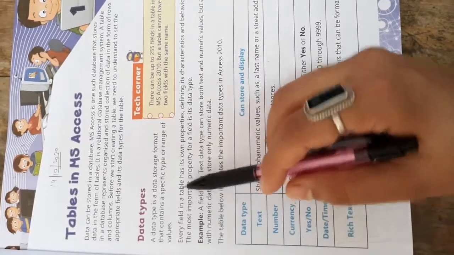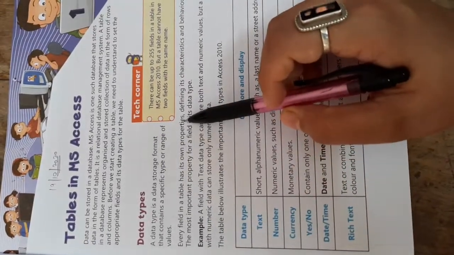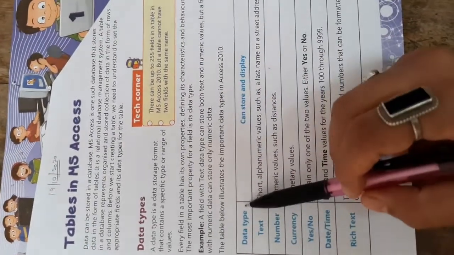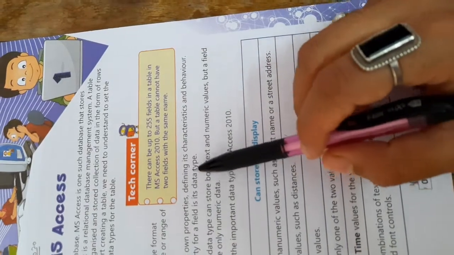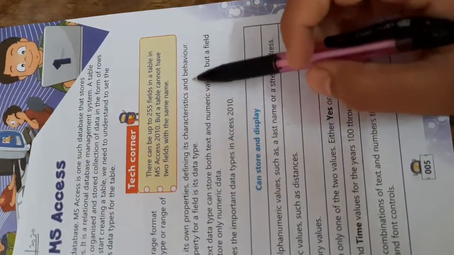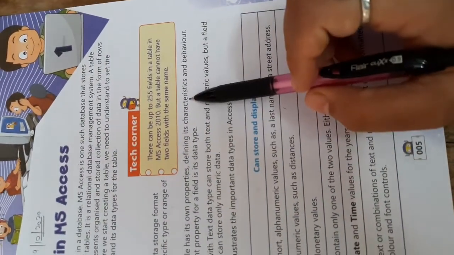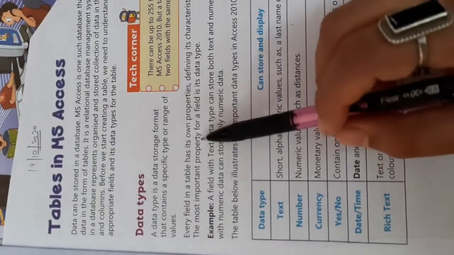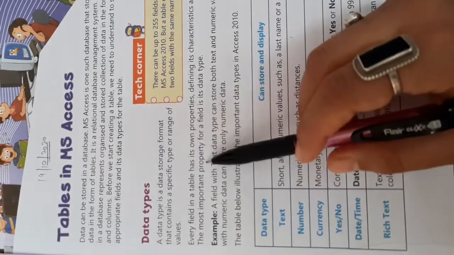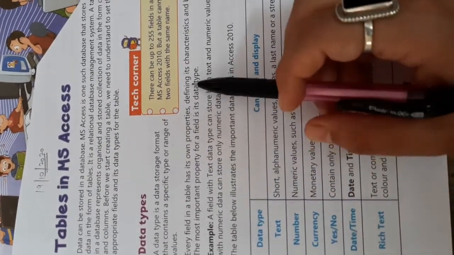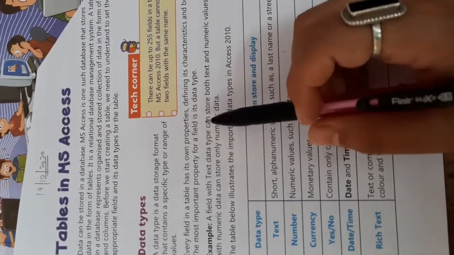Every field in the table has its own properties, defining its characteristics and behavior. What do they define? The characteristics and the behavior. The most important property for a field is its data type. What is the most important property of the field? That is the type of data which we are going to store.